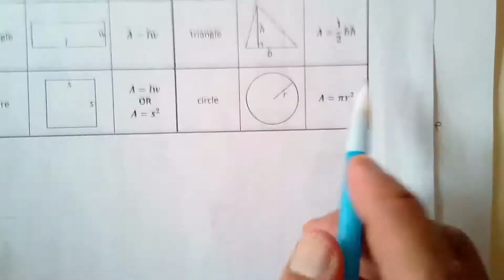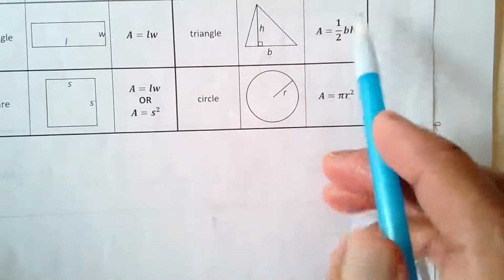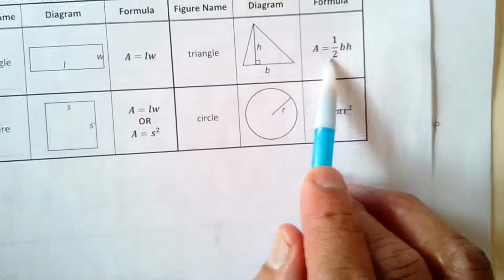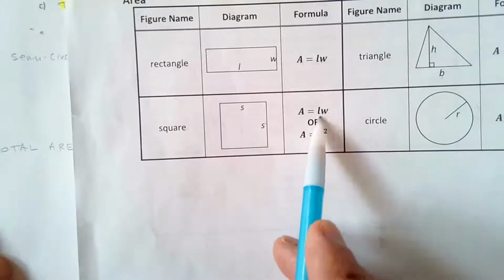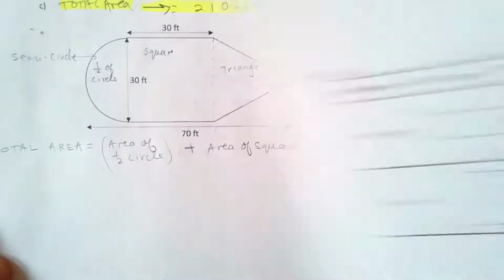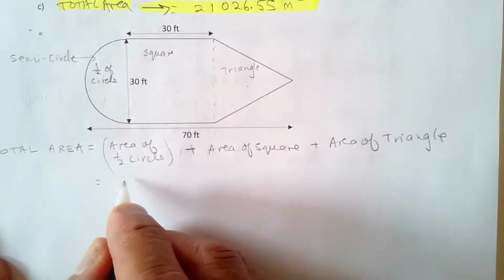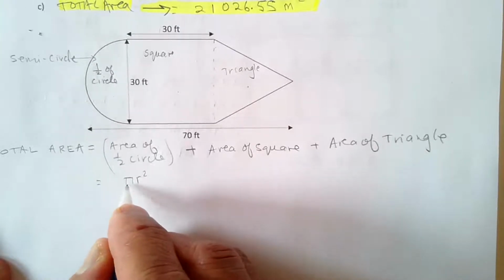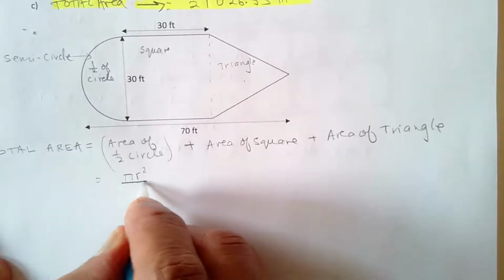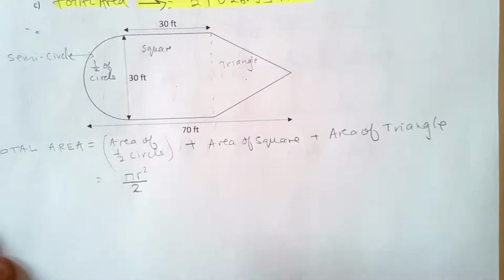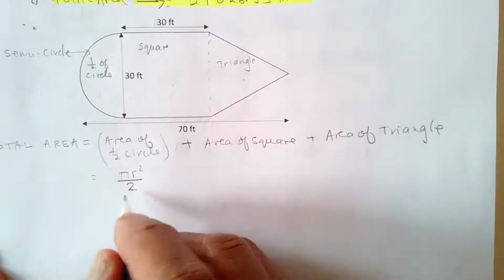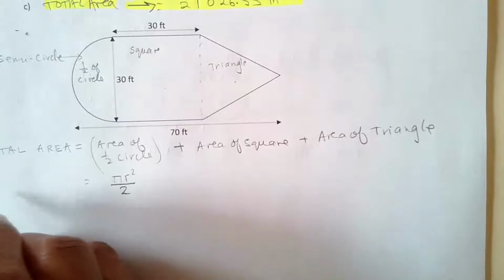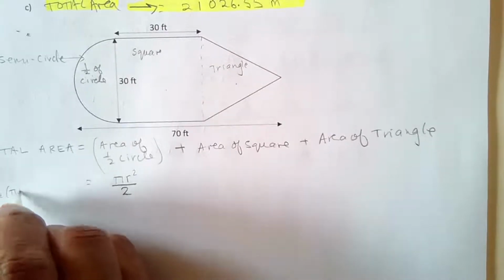Then we go to our formula sheet. We said area of a circle is pi r squared. Area of a triangle is half the base times height. And the area of a square is length times width, or side squared. So we'll rewrite each one of these here. So we have pi r squared, but we need half of it, because we're going to find half of that. Another way of writing this is half pi r squared.